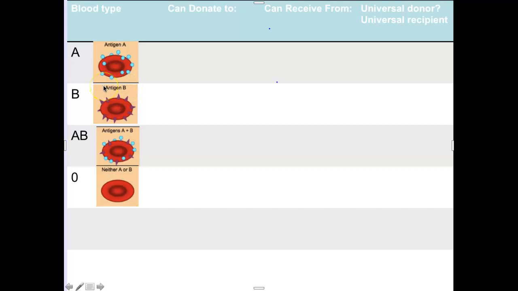Antigen B, if you're type B blood, you only have B on the surface of your red blood cell, which is these little triangles. If you're type AB, you have both antigens on the surface of your red blood cell. And if you're type O, you have neither A nor B, okay?